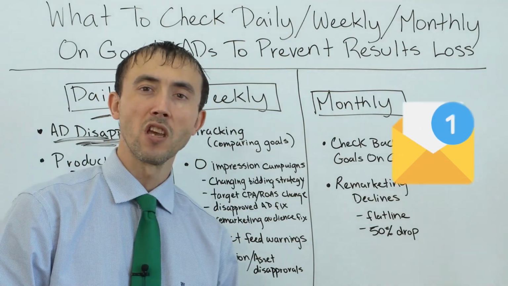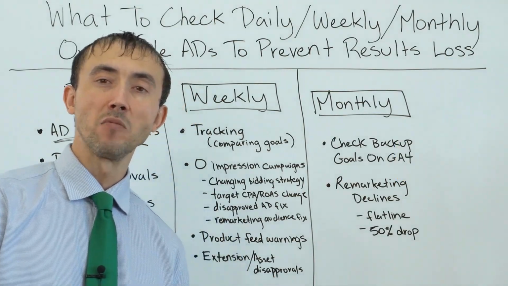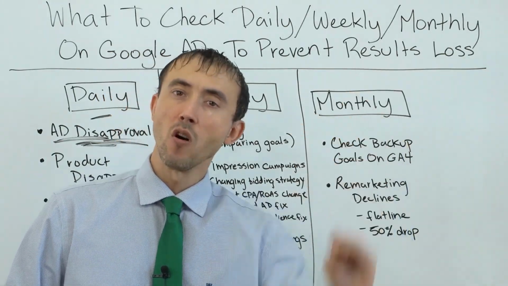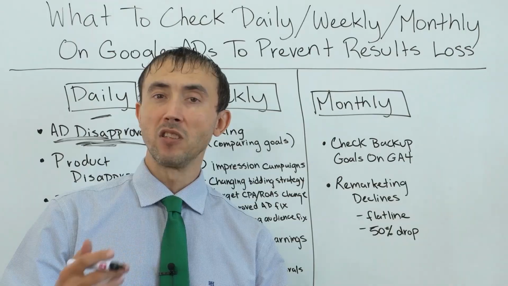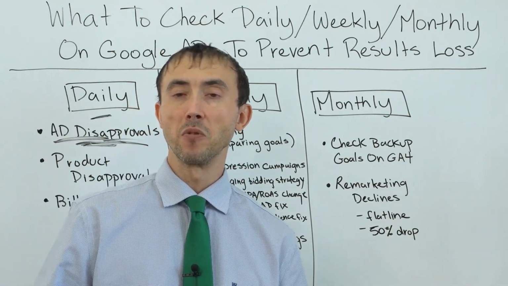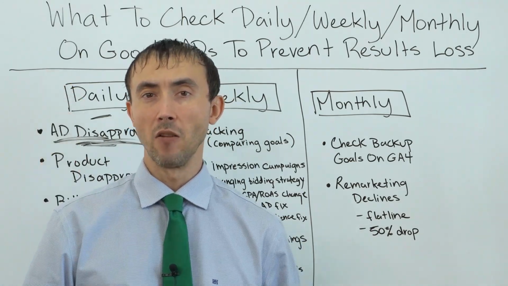Checking, and you usually get an email alert for this, not always, but it's easy to go into the ads menu of your account and then make a filter for disapproved, and it'll show you all disapproved ads. You could save that filter, and literally in a minute a day, you can see if there's any ads disapproved. No matter if you have 5,000 ads, you can find out with that.